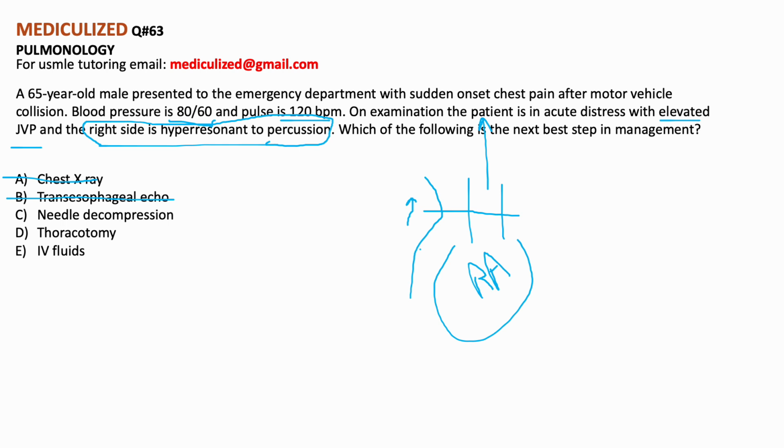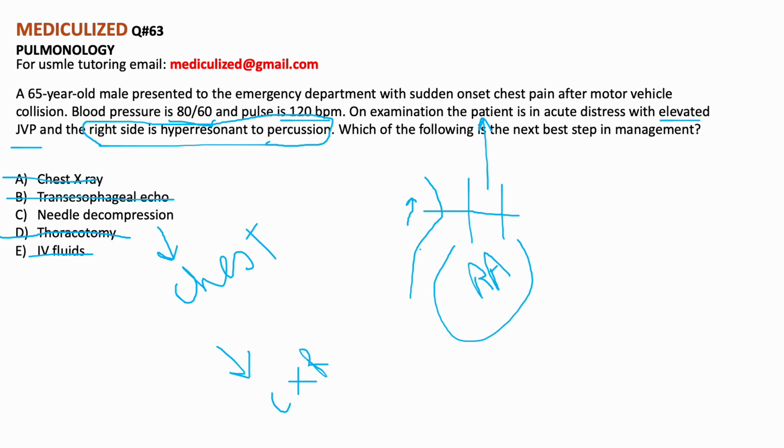Now, needle decompression here is the right answer. Thoracotomy is going to be more aggressive, so it's the wrong answer. Fluids is the wrong answer here. Now, let's say they give you the same scenario and say we did chest decompression, so what to do next? Next, do chest tube placement, and then you do X-ray. Remember, then you do X-ray. So first needle decompression in a hemodynamically unstable patient with tension pneumothorax, then chest tube, then chest X-ray.